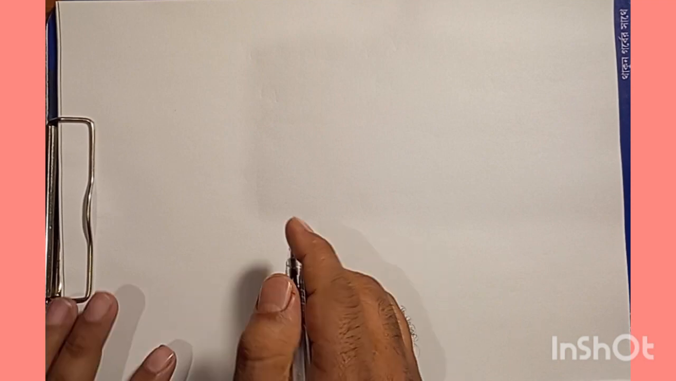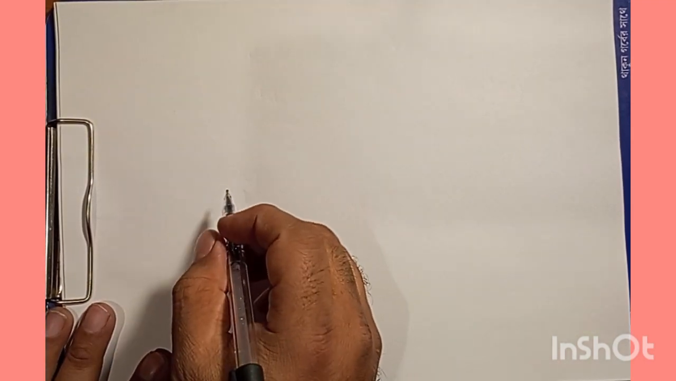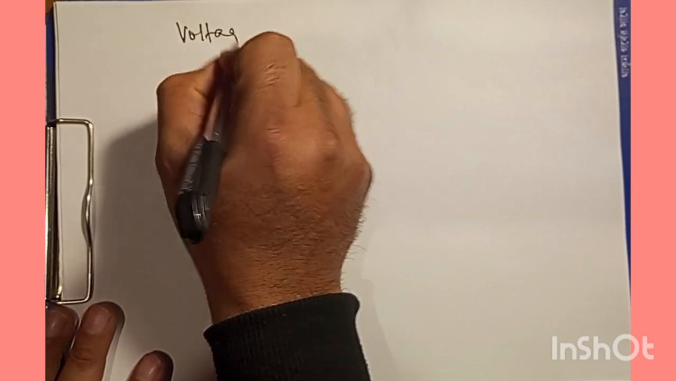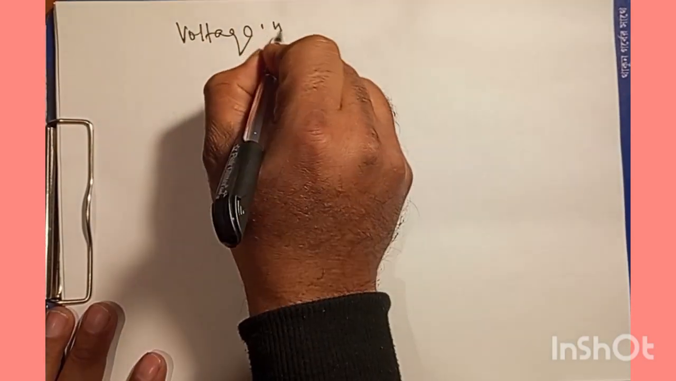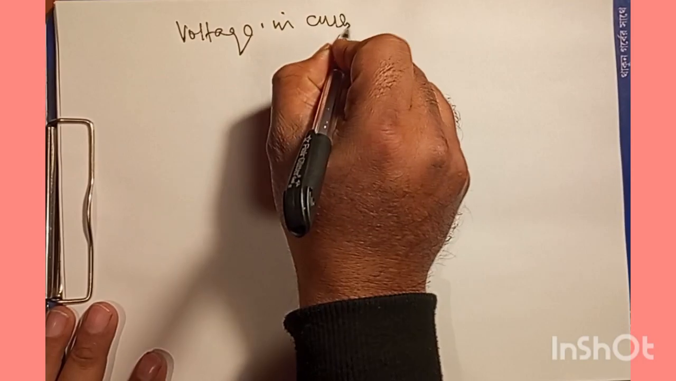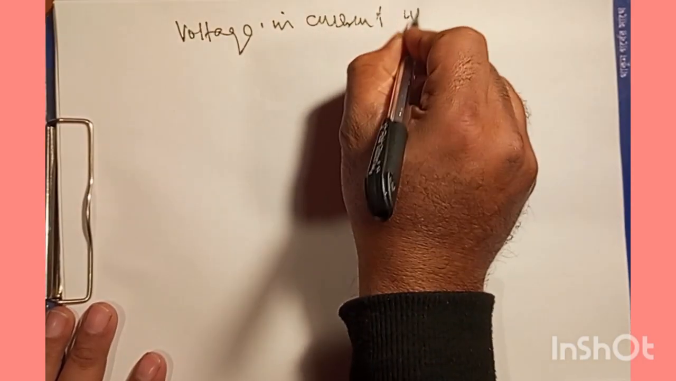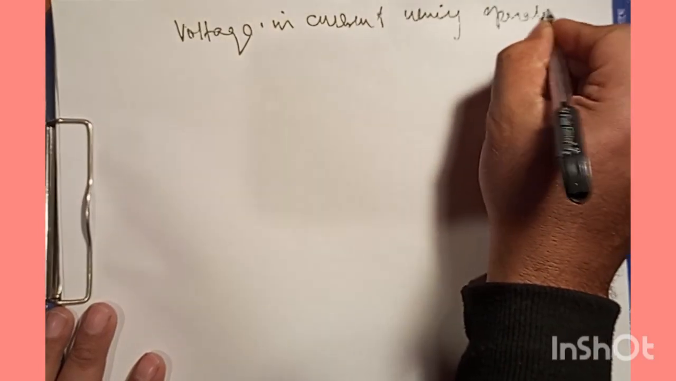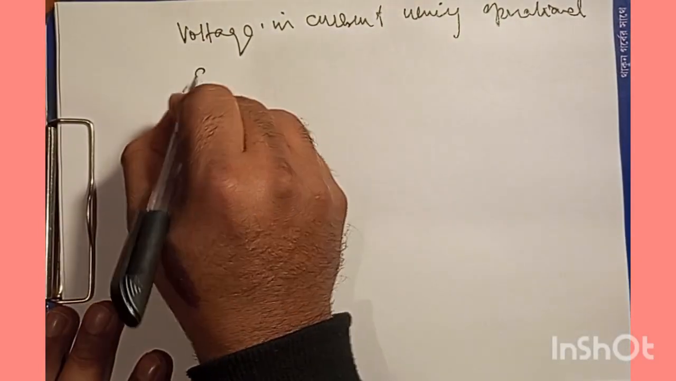So, today we will be talking about the conversion of voltage into current using operational amplifier.